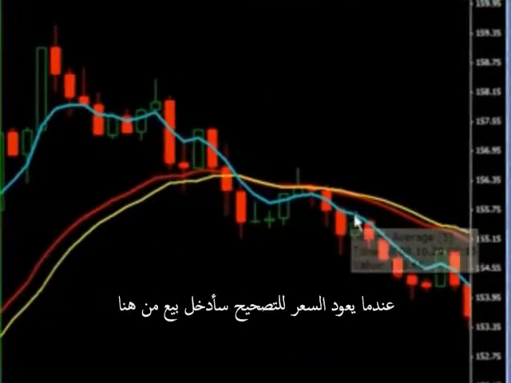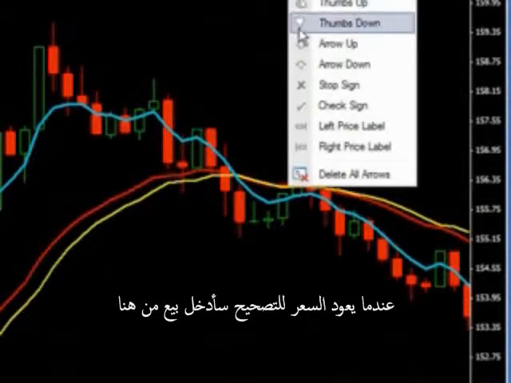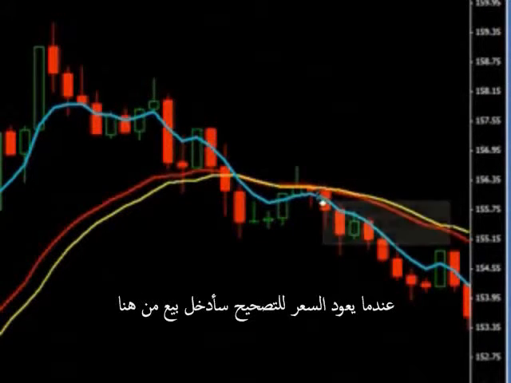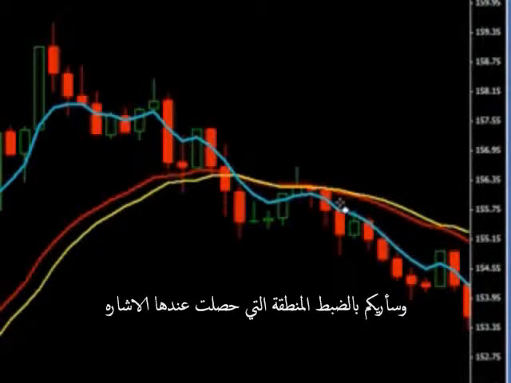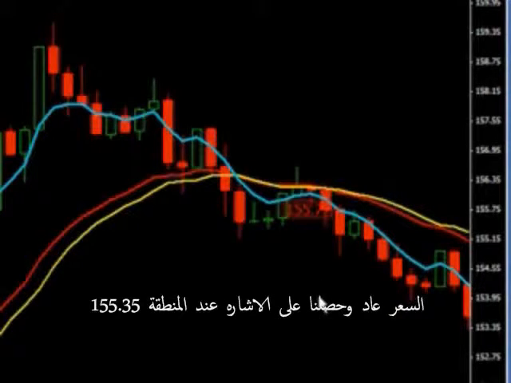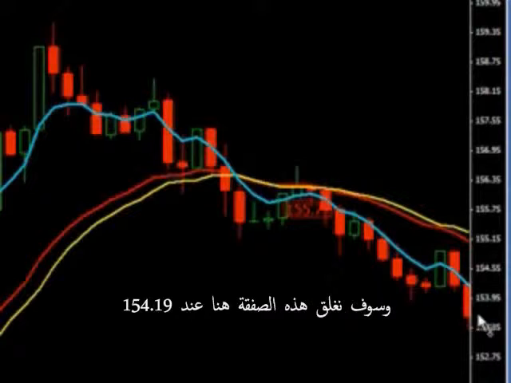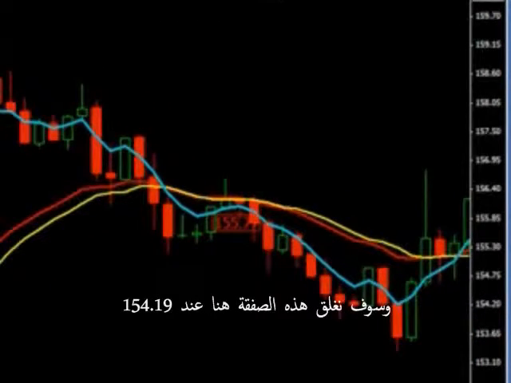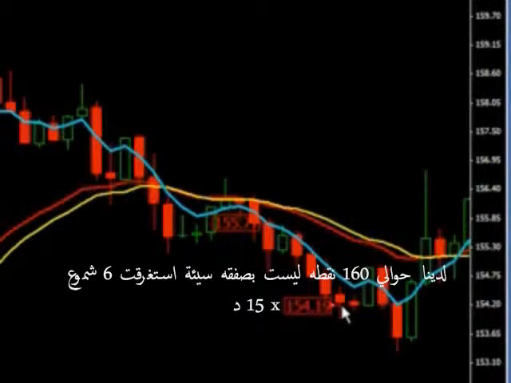As soon as it retraced back in, I looked to sell right in here. I could show you exactly the area where I ended up selling. As price came back after we got the signal, around the 155.75 area, I ended up closing my trade around the 154 area right down in here. Actually, a little bit higher, right in here. So it was about 154.17, 154.19, right in there, for 160 pips.